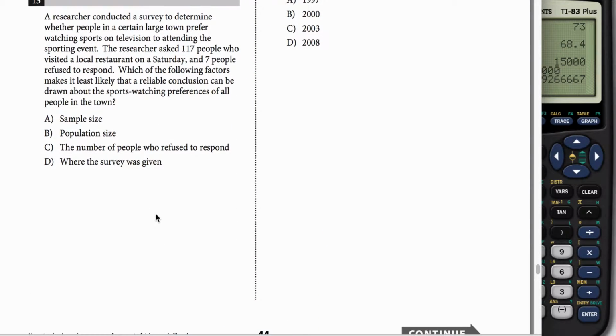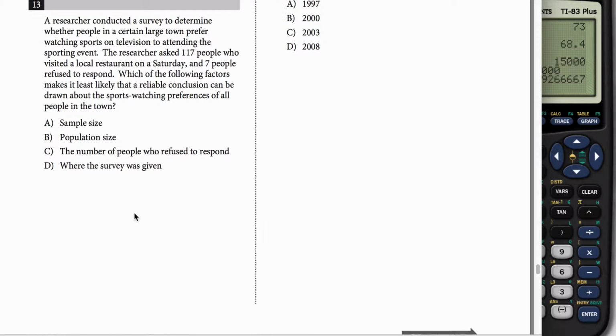13. A researcher conducted a study to determine whether people in a certain large town prefer to watch sports on TV or go to the game. The researcher asked 117 people who visited a local restaurant on a Saturday, and 7 people refused to respond. Which of the following factors make it least likely that reliable conclusions can be drawn? So what's wrong with this study is essentially what this question is asking.